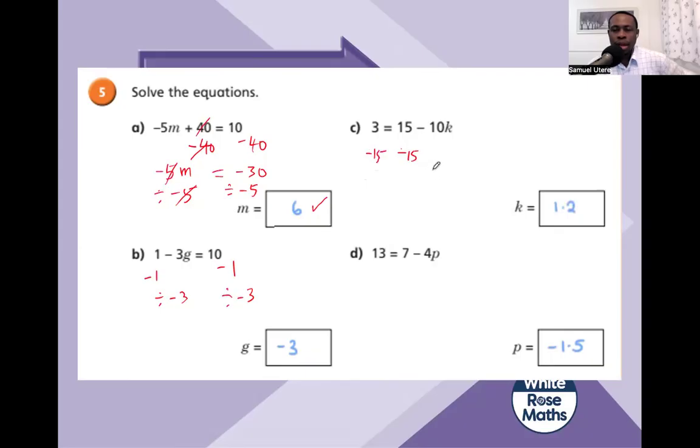And then in the end, you divide by negative 10. Here, you subtract 7 from both sides. And then in the end, you divide by negative 4. Okay? And that should give you the answers you see there.